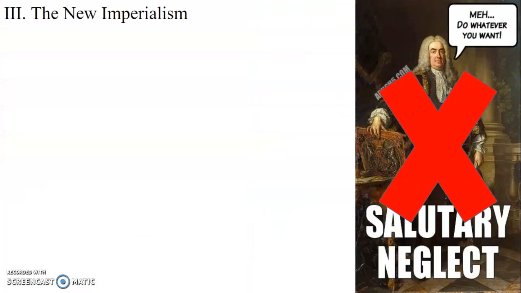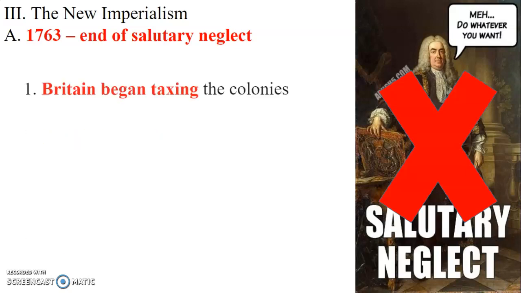We have new imperialism, so a new form of control over the colonies. We had salutary neglect, but after the 7 Year War, the French and Indian War, 1763, that ended salutary neglect, because the British were basically like, no, we can't let you do whatever you want. That's causing too many problems with the natives. We're getting into all these wars. It's becoming too expensive. We're going to end salutary neglect, and we're going to be more hands-on with the colonies. The British said this.